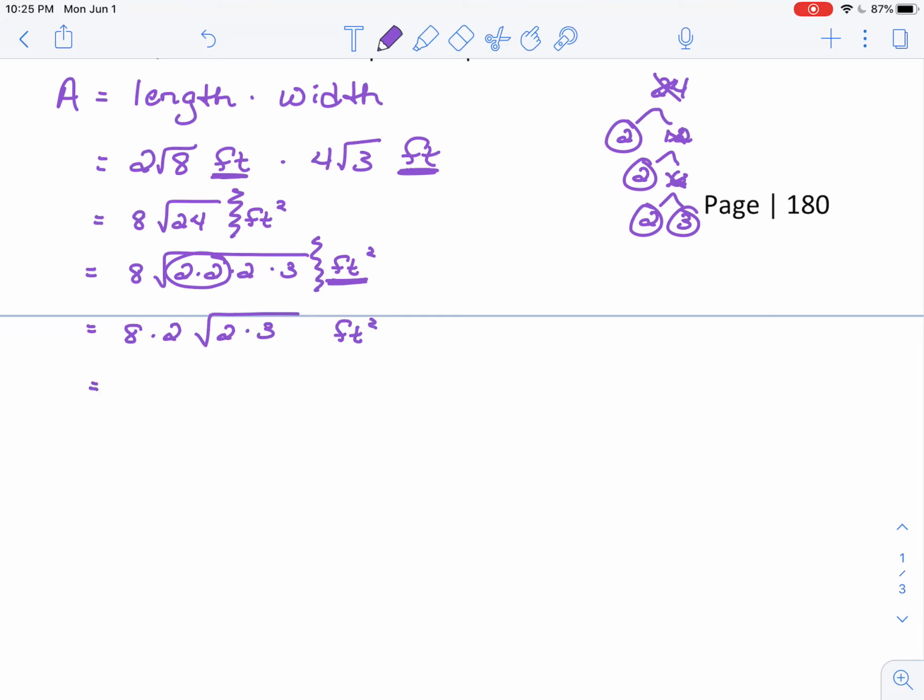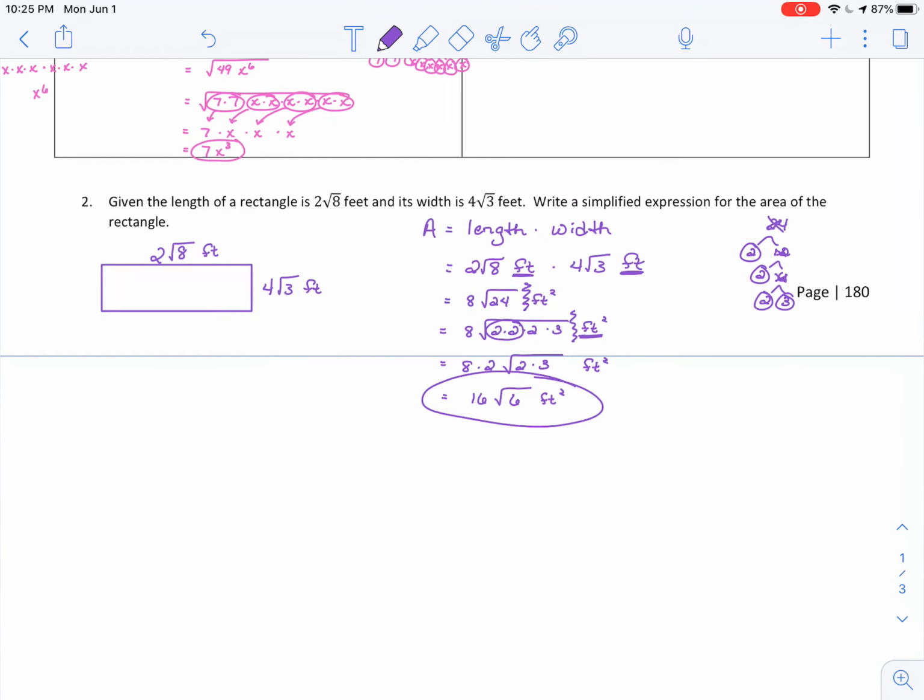And then I'll just combine my coefficient. 8 times 2 is 16, 2 times 3 is 6. So if you want to know the exact area of this weird rectangle, it would be 16 square root 6 square feet.